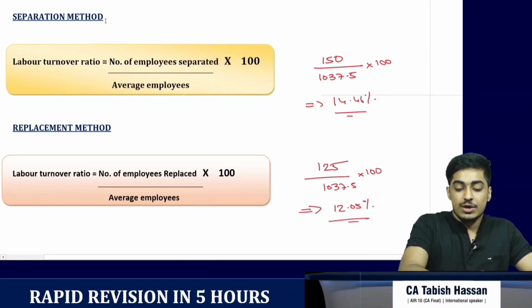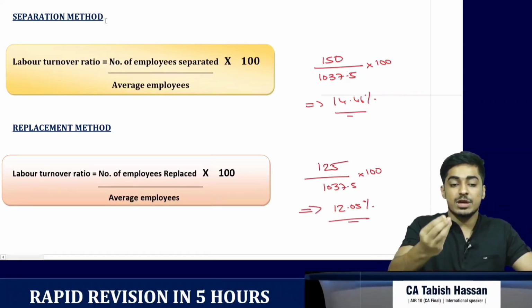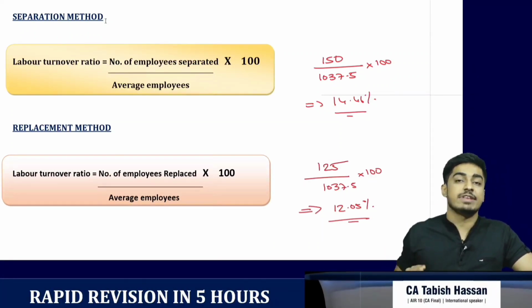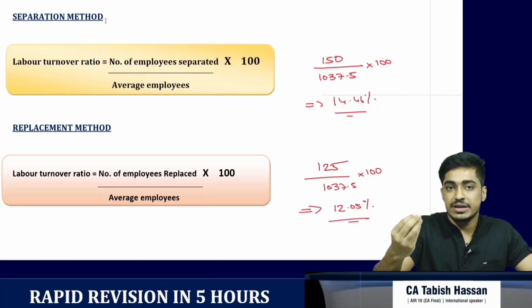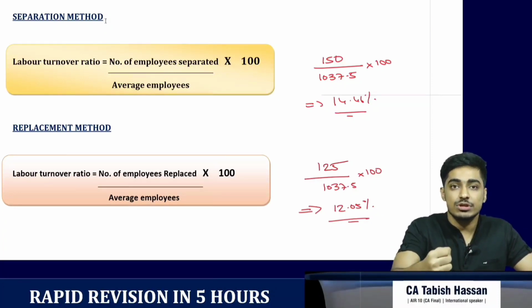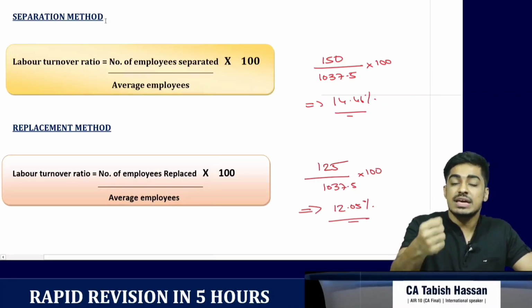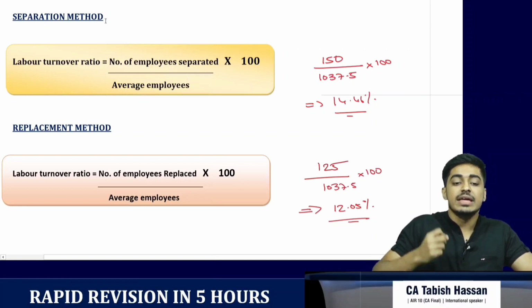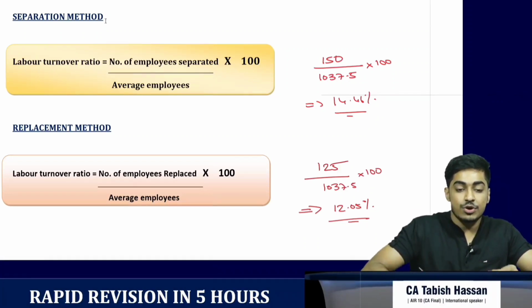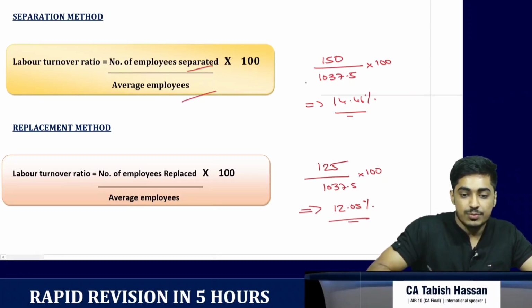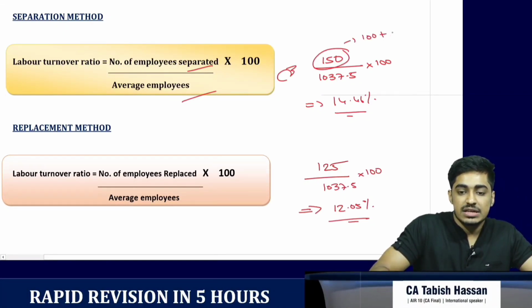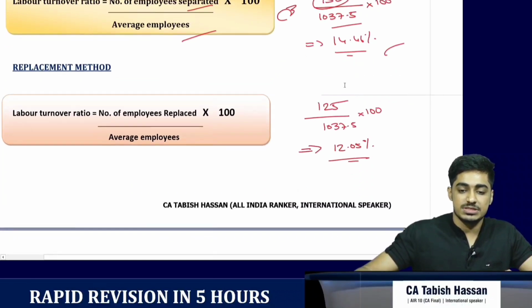What are we doing here? We are looking at the proportion of employees separated to the average employees in an organization. Why? Because these are unsatisfied employees. So we have to see how many employees are unsatisfied in the organization. In our example, it was 150 employees, that was 100 left plus 50 discharged, divided by average employees 1037.5 into 100, which comes to 14.46%.